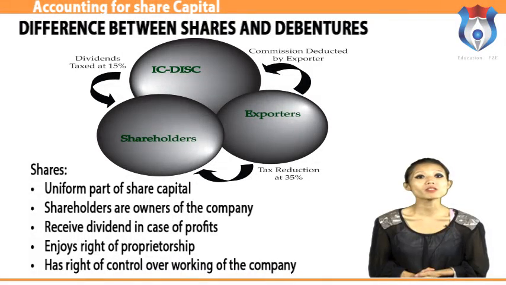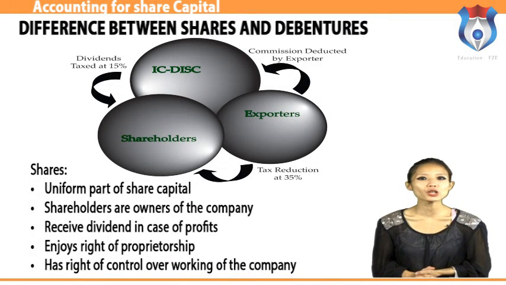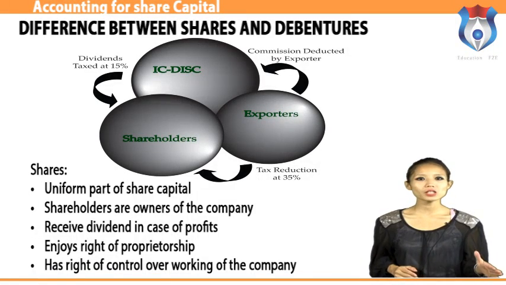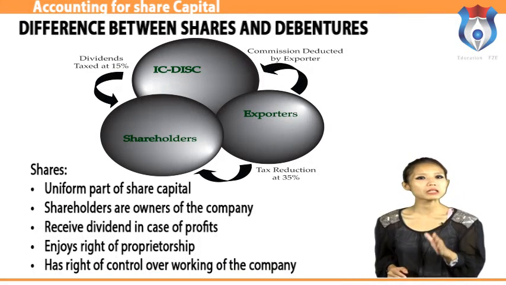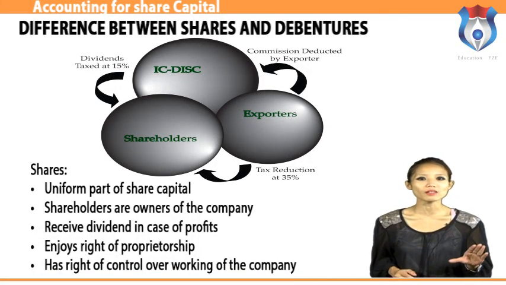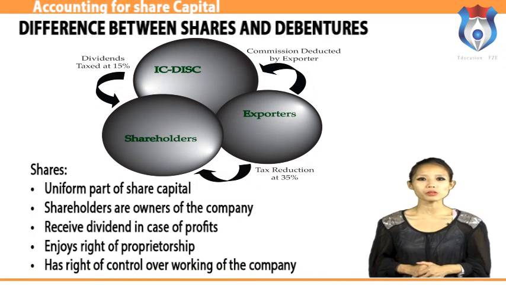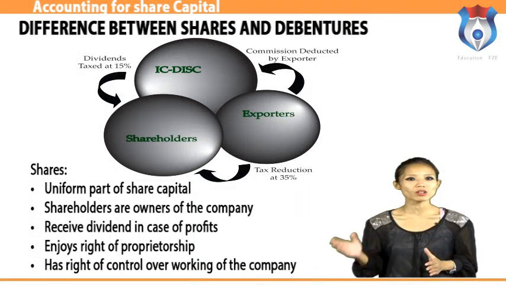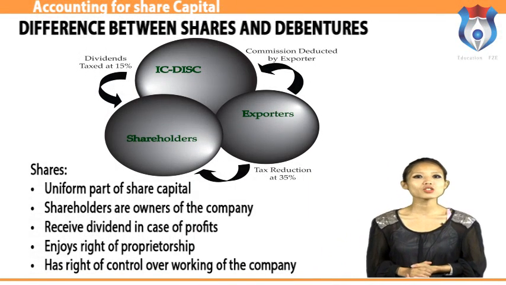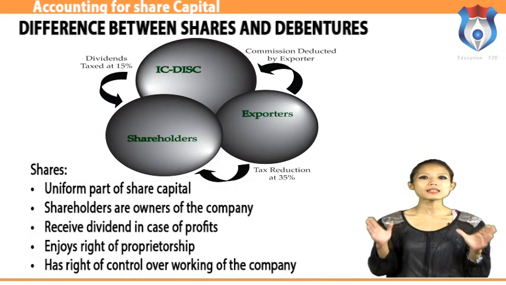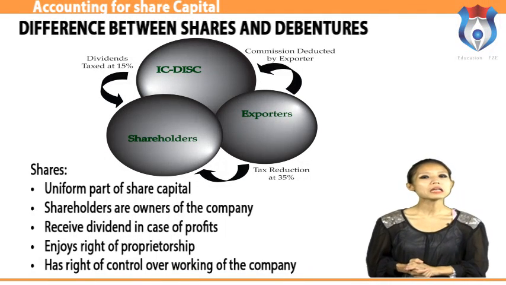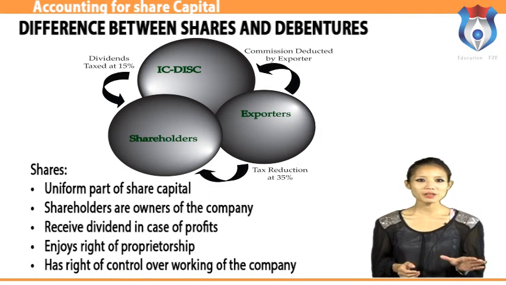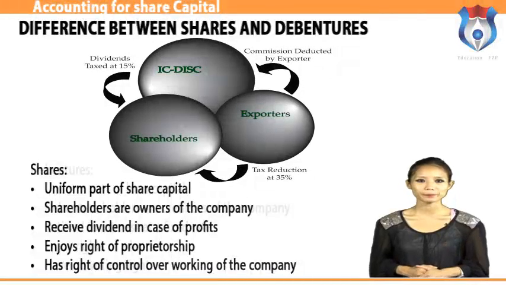Shares are uniform parts of the share capital. Debentures are uniform parts of the loan capital of a company. Rights, privileges, and the liabilities accompanying these instruments are different from one another. The main differences are as follows. Shareholders are owners of the company, whereas the debenture holders are creditors of the company. Therefore, while the shareholders have a multifaceted interest in the welfare of the company, the debenture holders have a very limited interest in the company, limited to receiving interest on time.